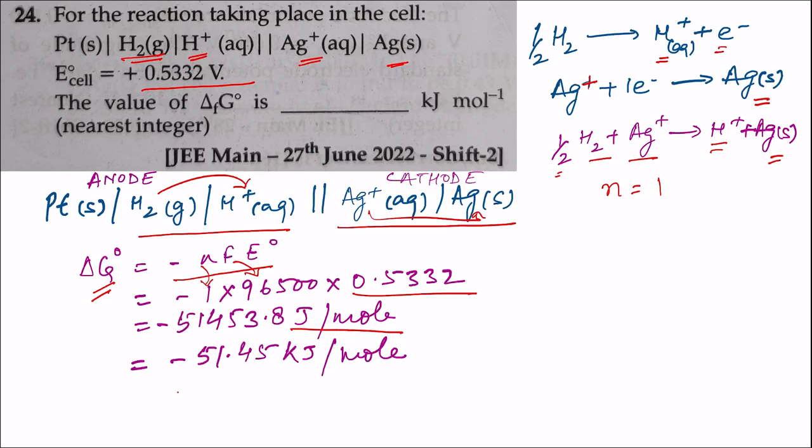Solving, value of delta G in joule per mole will be minus 51,453.8 joule, and to change it into kilojoule just divide it by 1000, so it becomes minus 51.45 kilojoule per mole. Now to give the value in nearest integer, the value of delta G naught will be minus 51 kilojoule per mole.